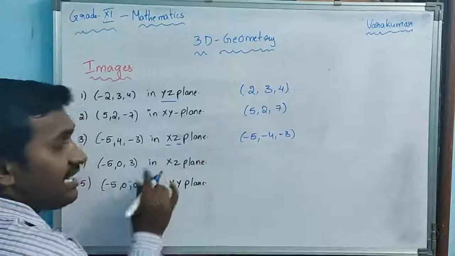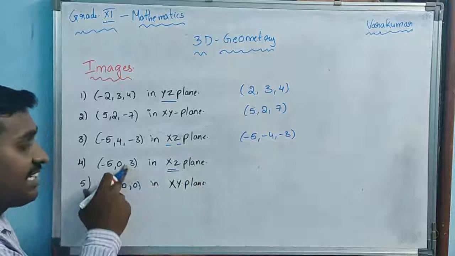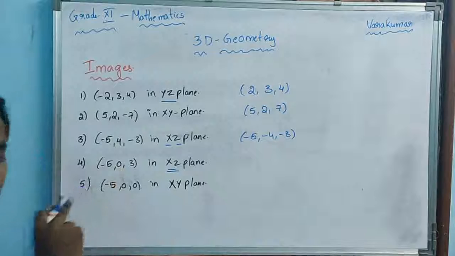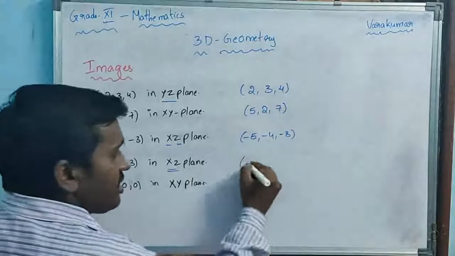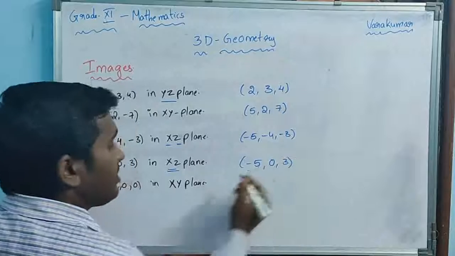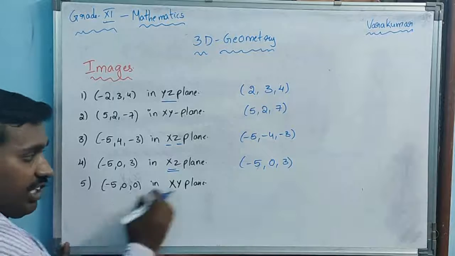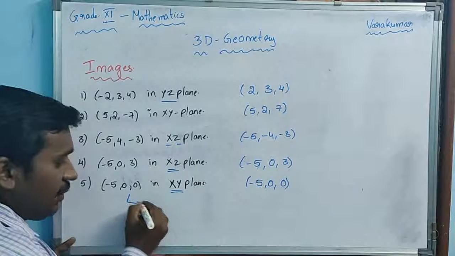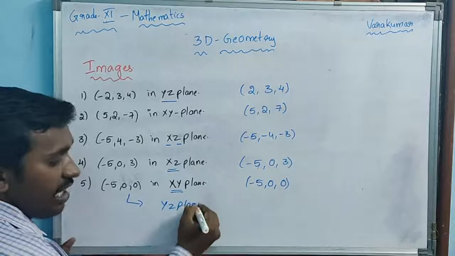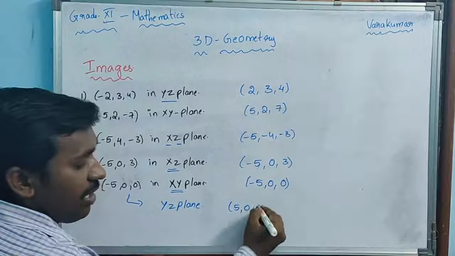Remember, he said x and z, so only the y value needs to change; x and z will not change. He said xz plane, so only the value of y needs to be changed. Here the y value is already 0, so it won't be changed. So minus 5, 0, 3. And for the xy plane, the z value needs to change. Z is already 0, so it is minus 5, 0, 0. Suppose he said the same point in the yz plane, only 5 needs to change, so the point will be 5, 0, 0.